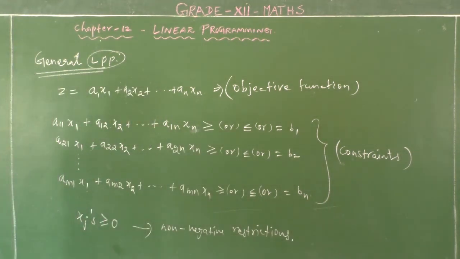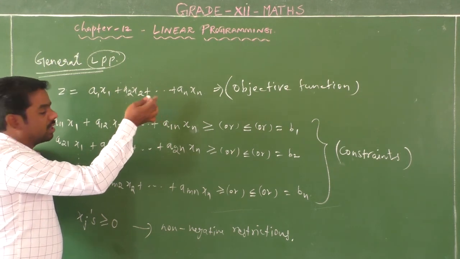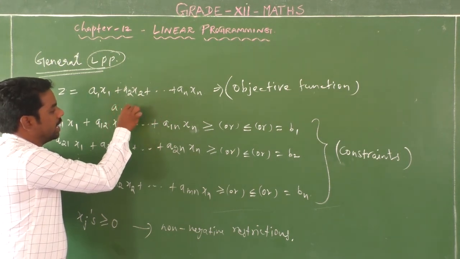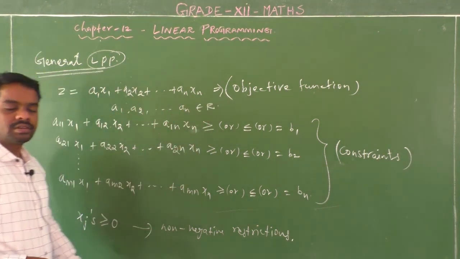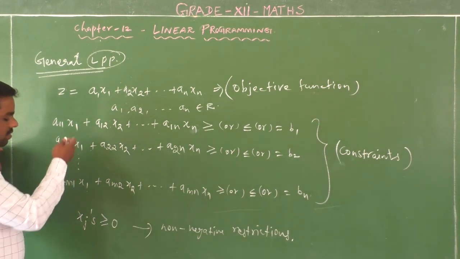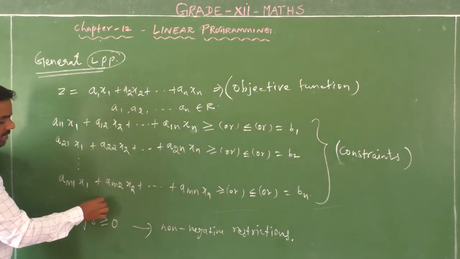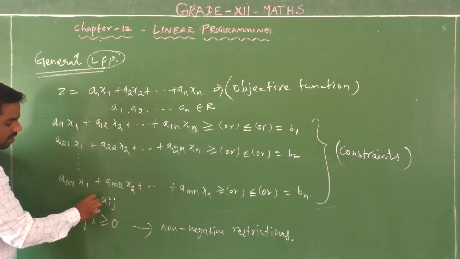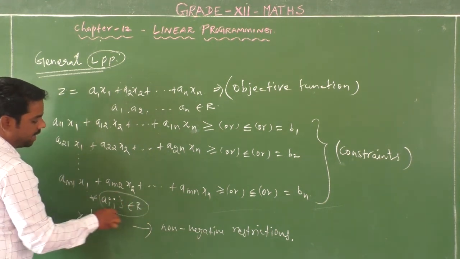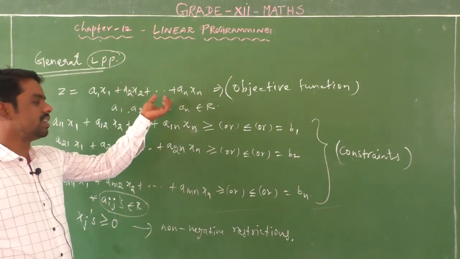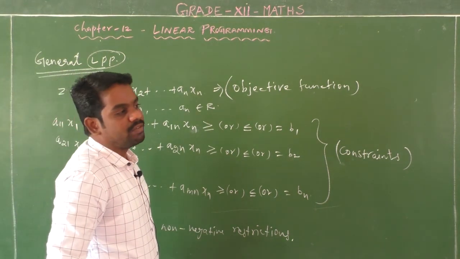Listen, here the coefficients a1, a2, and so on, an are all real constants. And also the same here: a11, a12, a1n and so on, that is the aij's. The aij's all belong to R. That means the coefficients of x1, x2 and so on, xn are all real constants. So the given question is of this type only.